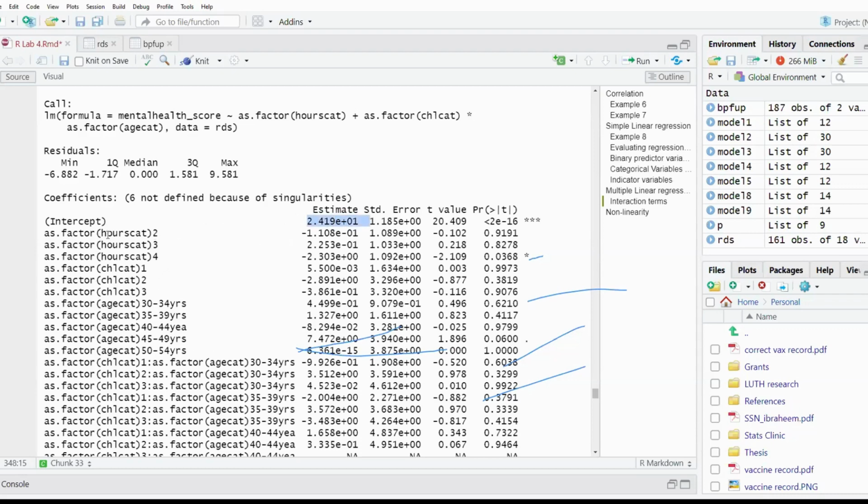If the person falls in the second hours category, this is the change in their mental health score compared to the intercept group, minus 1.1. And the change if they were in the 3 category will be minus 22.5. All right. But if they had a child, then this will be much larger. It will be much smaller because it's a negative.